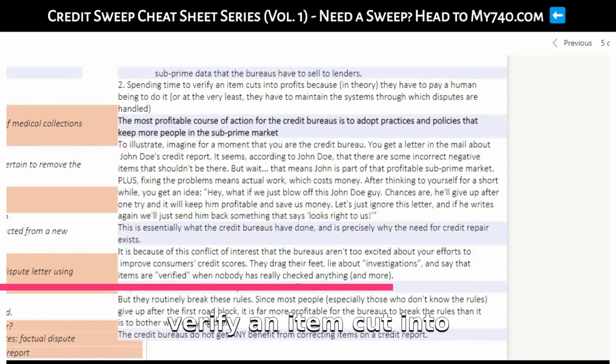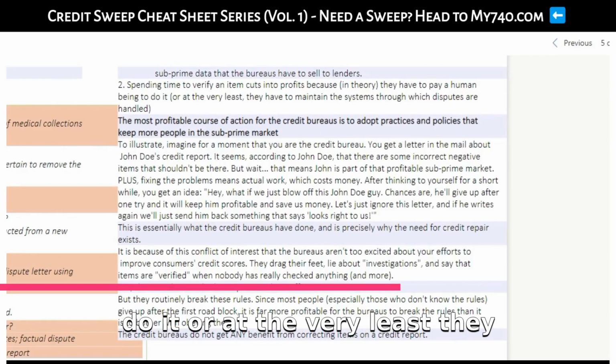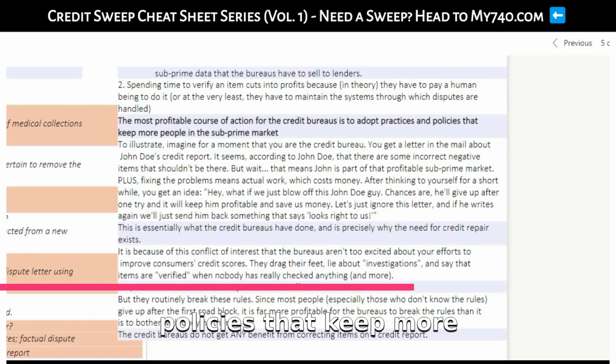Spending time to verify an item cuts into profits because in theory, they have to pay a human being to do it. Or at the very least, they have to maintain the systems through which disputes are handled, right? Now, the most profitable course of action for the credit bureaus is to adopt practices and policies that keep more people in the subprime market.